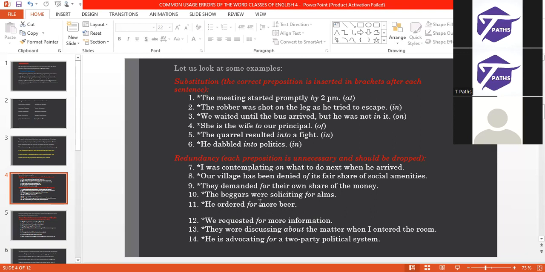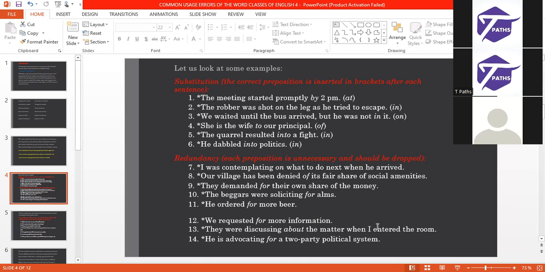"The beggars were soliciting alms." "He ordered for more beer." It should be "ordered more beer." Please take note. "He ordered more beer." All right. So all of the prepositions you have in these sentences are wrong. Okay. It makes the sentence redundant. "We requested for more information." Should be, "we requested more information."